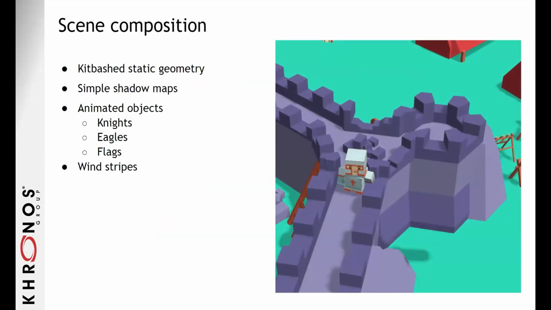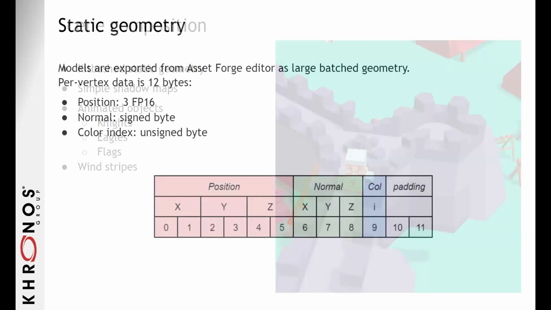So what objects is this scene made of? These are static geometries and animated objects: knights, eagles, flags, and wind stripes. To add more depth to the scene, simple fog and shadow maps are used. So first, let's take a look at static geometries. To reduce size, compact data types are used for vertex data. Total vertex data stride size is just 12 bytes. Vertex position is stored in three half precision floats. Three normalized signed bytes are just enough to store normals, and the color is just a single byte because shaders use indexed colors.